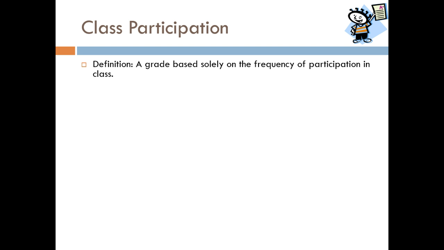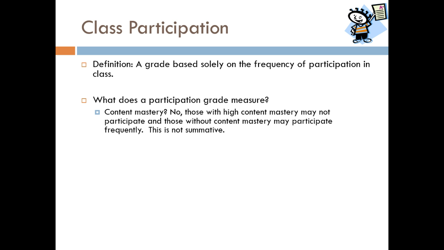All right, what about participation grades? By definition, a participation grade is a grade based solely on the frequency of participation or quality of participation in class. And so, what does this grade measure? So we're looking again at the validity of this. We just saw extra credit has no validity, okay, in most cases. So what about participation grades? Well, it measures not content mastery. Okay, it's not telling us how well a student understands math, it's telling us how well a student participates.